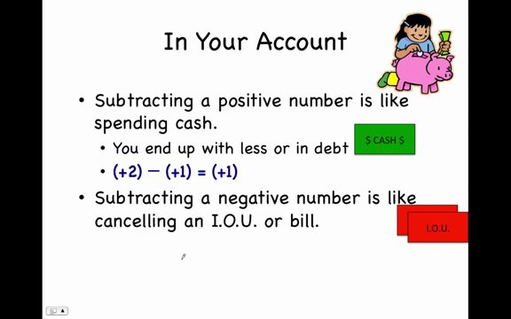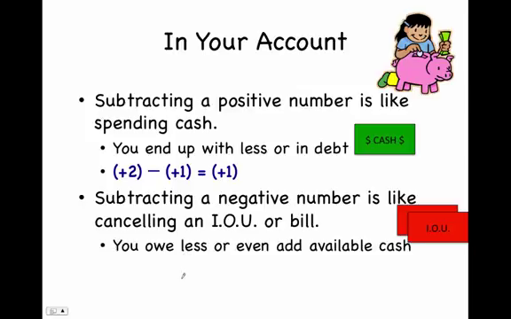Now subtracting a negative number is a little different here. It's like canceling an IOU or a bill. You owe less or even add available cash. It's a little bit like paying off a bill or having it canceled. If you have a credit card, it's like saying, hey, you don't owe this anymore. If you even take away more, there's even a possibility that you add credit or available cash. An interesting way of thinking about that. Thinking about credit cards or accounts makes it a little easier to understand.